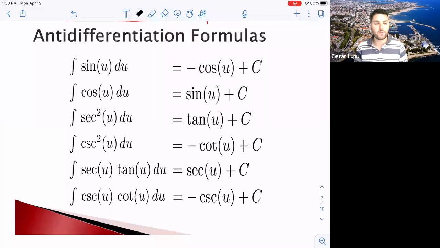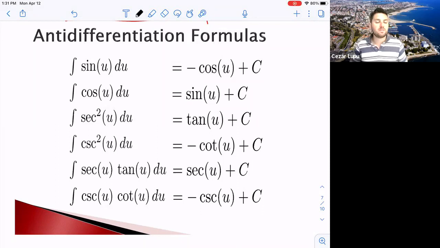And then you can also compute the integral of secant squared and cosecant squared. So the integral of secant squared is tangent plus constant. The integral of cosecant squared is negative cotangent plus constant. And also, since the derivative of secant of u is secant of u times tangent of u, you can also go back.